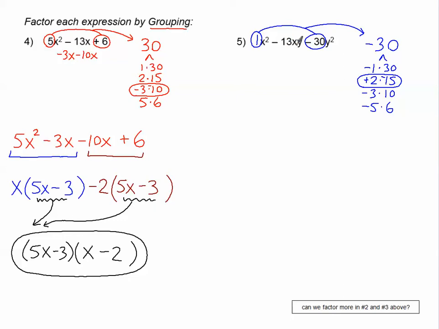I'm going to take the negative 13xy and rewrite it as a 2xy minus a 15xy. The variables just go with the numbers.